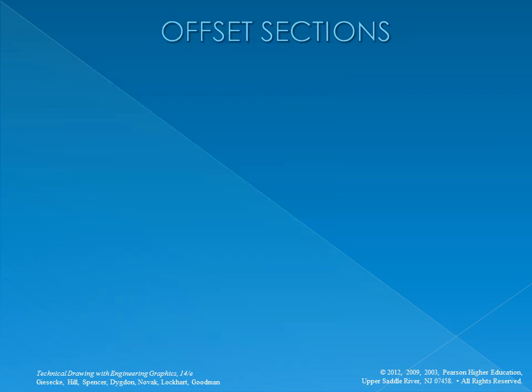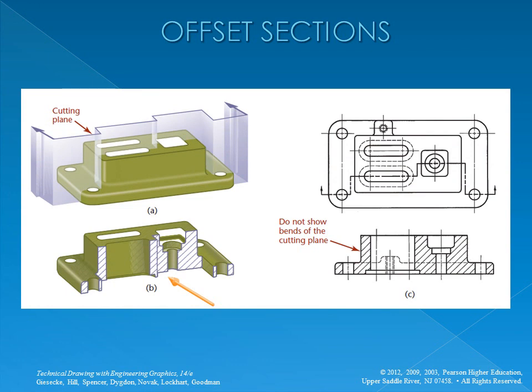In sectioning complex objects, it is often desirable to show features that do not lie in a straight line by offsetting or bending the cutting plane. These are called offset sections. The path of the cutting plane is shown by the cutting plane line, which bends or turns 90 degrees to place an emphasis on special features of the object. The offsets or bends in a cutting plane are all 90 degrees, and the bends in the cutting plane are never shown in the sectional view.